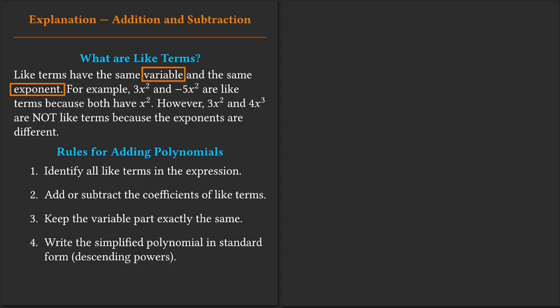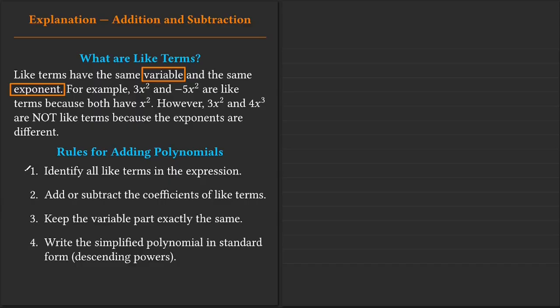On the other hand, if we take, let's say, 3x to the power 2 and then 4x to the power 3, these two have the same variables. They are all having x. But over here, the x is squared, and then this is x cubed. So though they have the same variable, they don't have the same exponent, and hence they are not like terms. They are not what? Like terms.